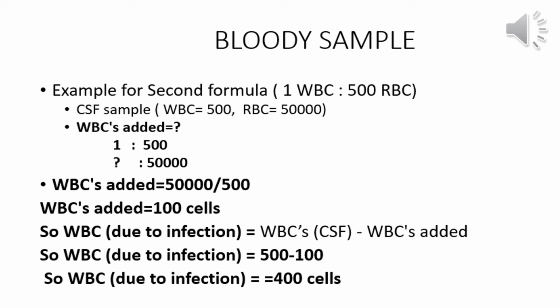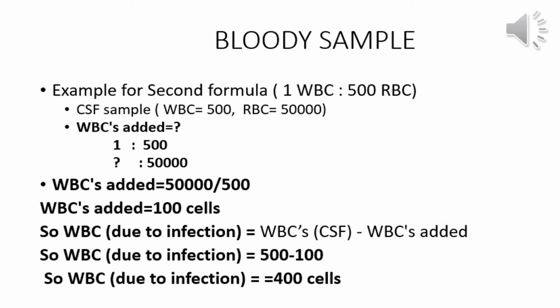Suppose that you have a CSF sample. The number of white BC counted in the CSF sample is 500 cells, and the number of RBC counted in the CSF sample is 50,000 cells. In this case, I will apply this formula. White BC added: each white BC has 500 RBC. How many for 50,000? Okay, the number of white BC in the second area, we have 500 of RBC.